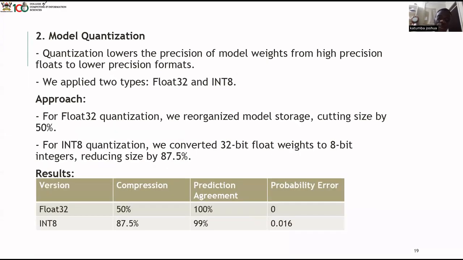And then we looked at model quantization. With quantization, we're lowering the precision of model weights from high precision floats to low precision formats, and applied two main types: float32 and int8. For float32 quantization, we optimized model storage, cutting size by 50%. Then for int8 quantization, we converted 32-bit float weights to 8-bit integers, reducing size by 87.5%.